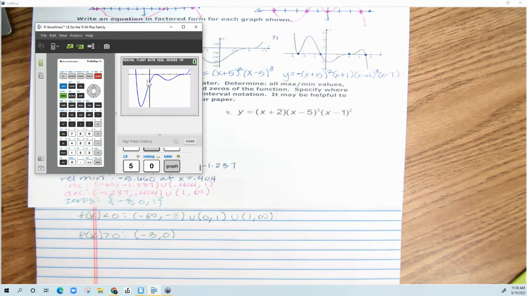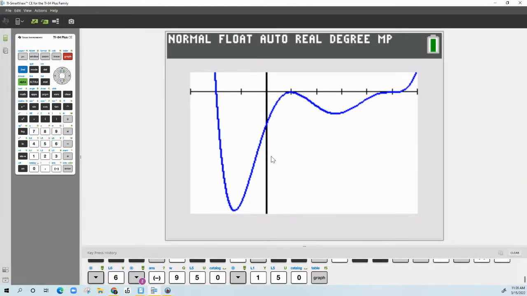Okay, if you feel like you want to see more there, of course, you can always adjust the window to see more. You need to see the x-intercepts and the turns. So I should know the x-intercepts just because they gave me the factored form. I can see this minimum. Here's a maximum, another minimum. Remember, a tangent is both an x-intercept and a turn. An inflection is not a turn.